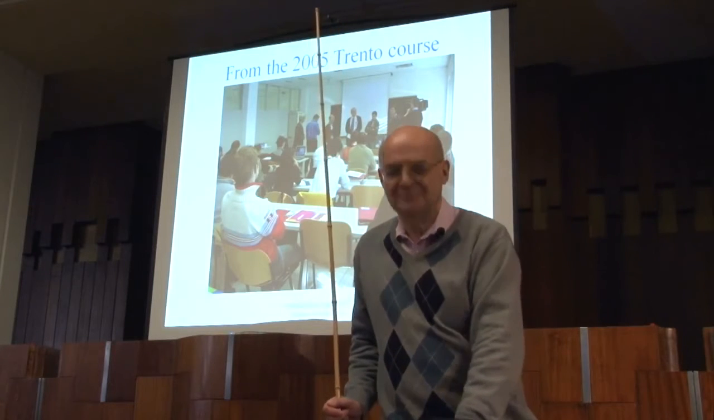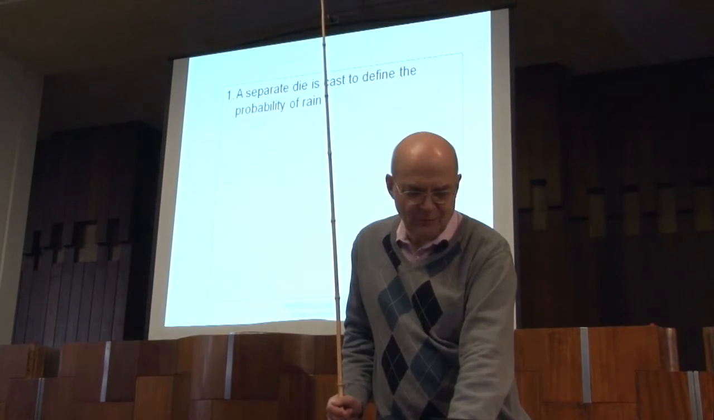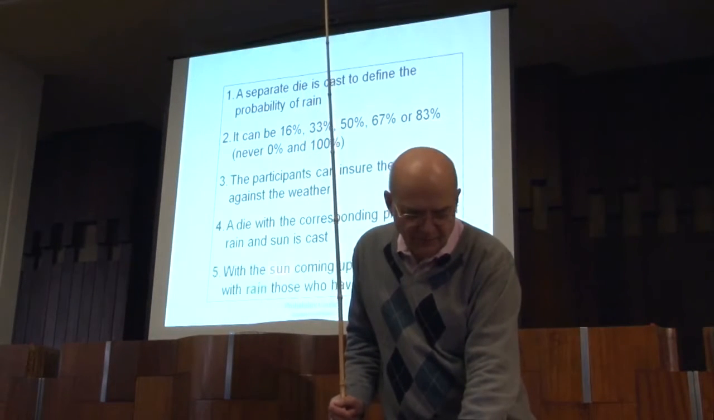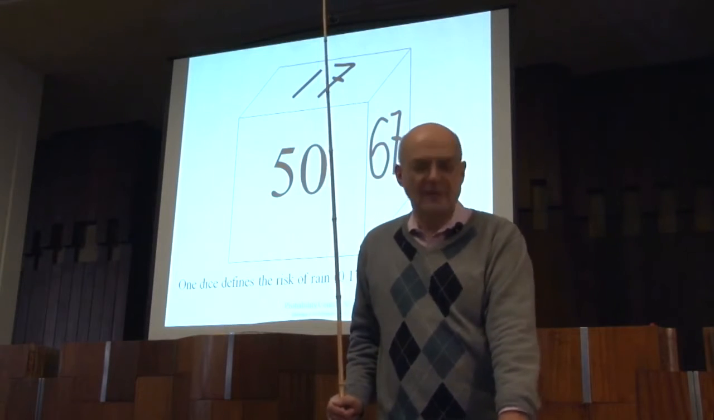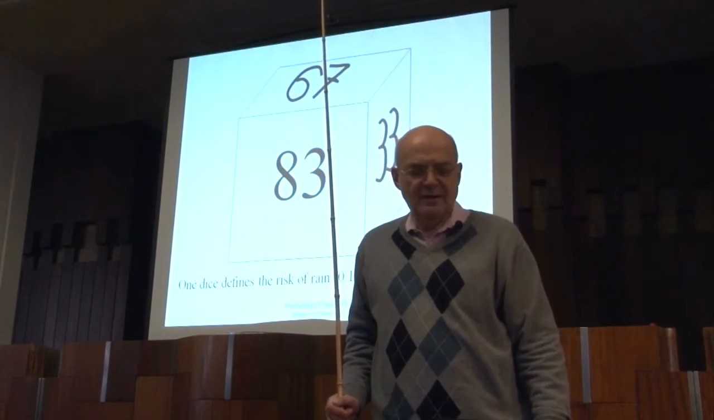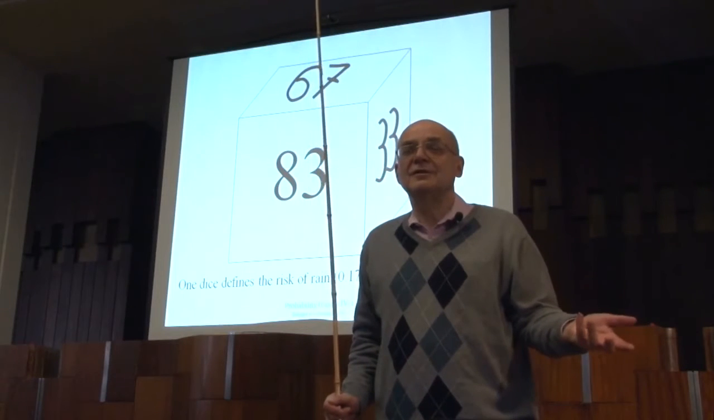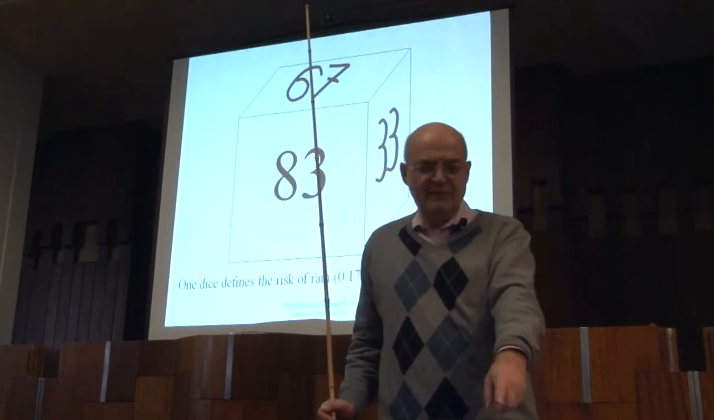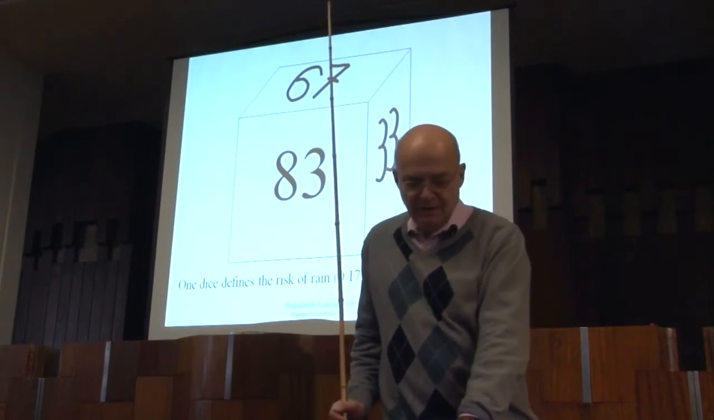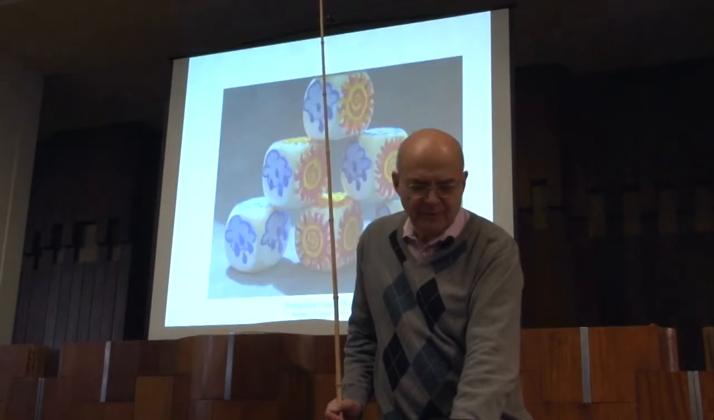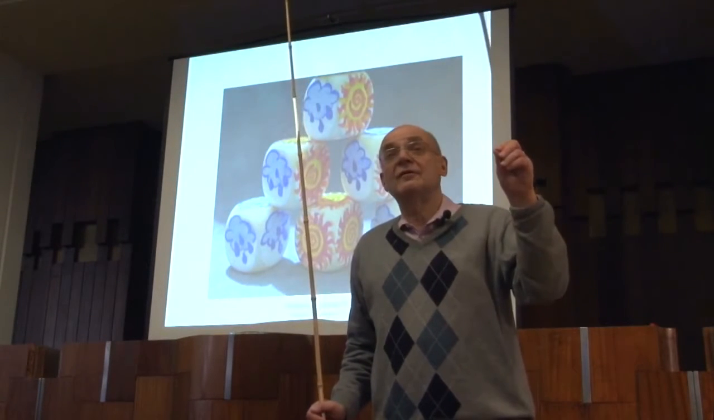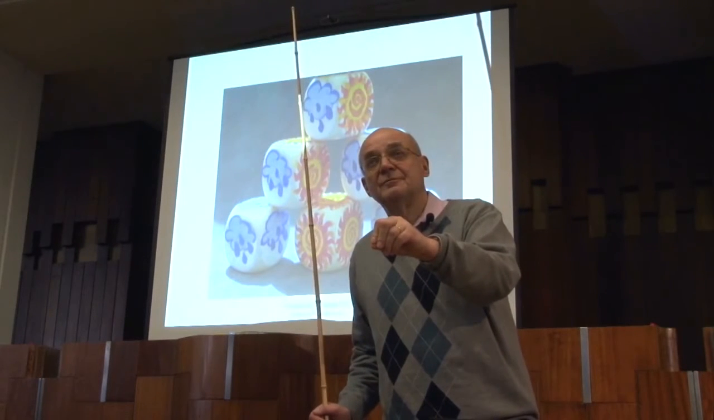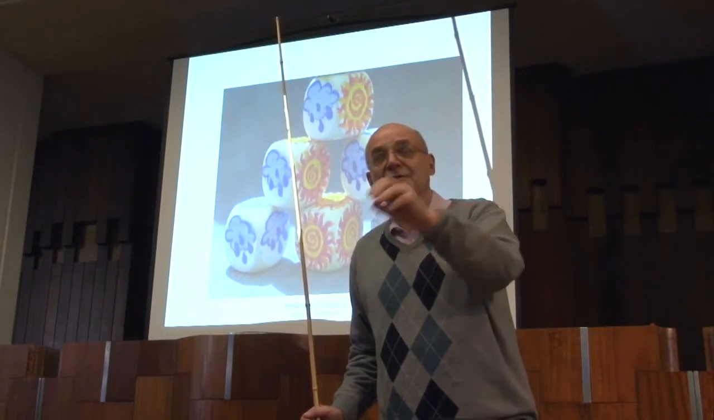Here is the one from the course. You remember, Andrea? And what we do is that we have another die, and we throw that, and it defines the probability of rain. Now let's say it's 67%, it comes up. Then we take the die with 4 rain symbols and 2 sun symbols. That is 67% risk of rain.